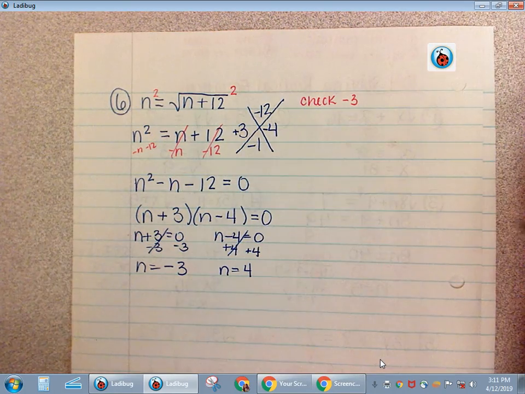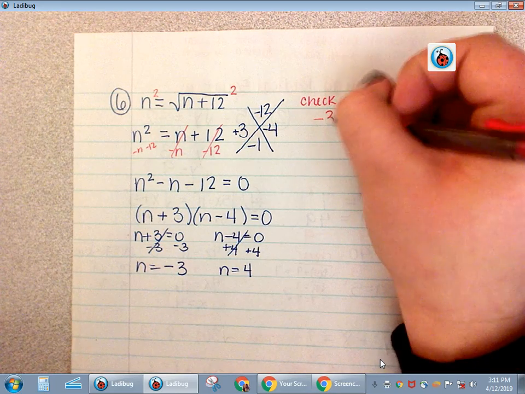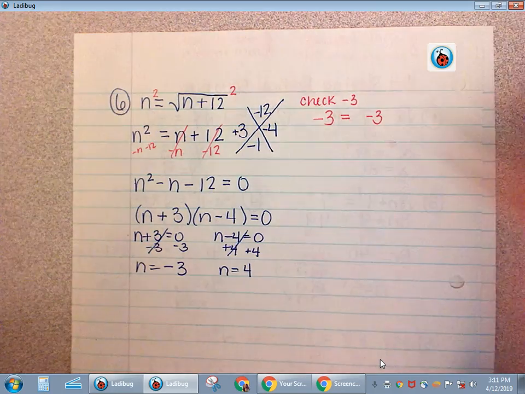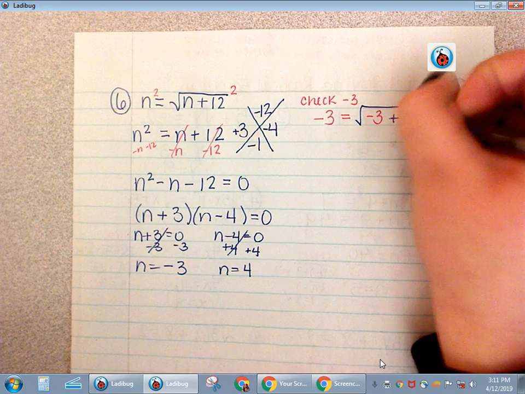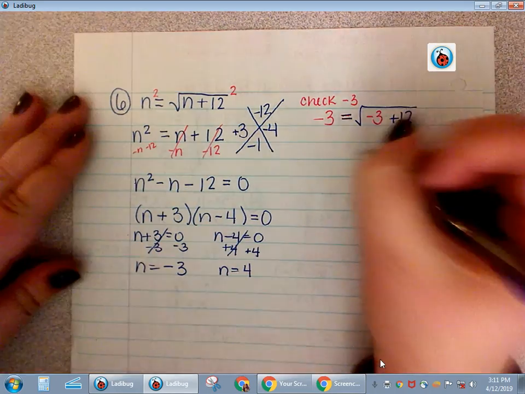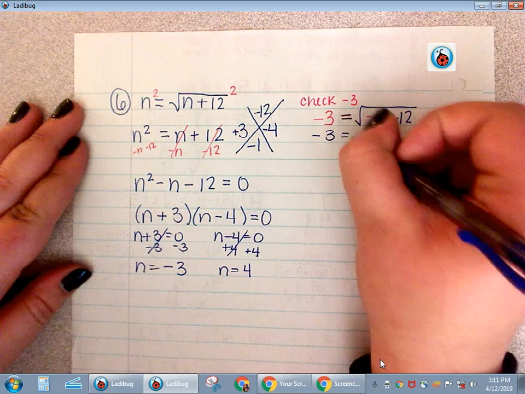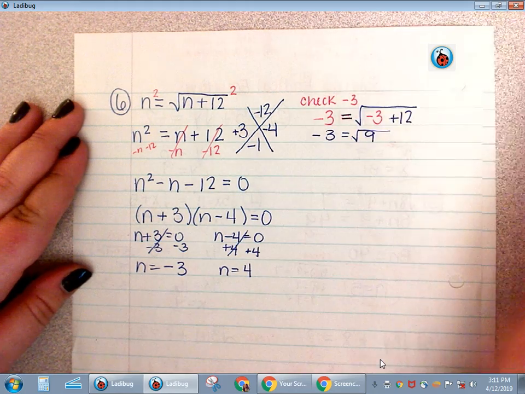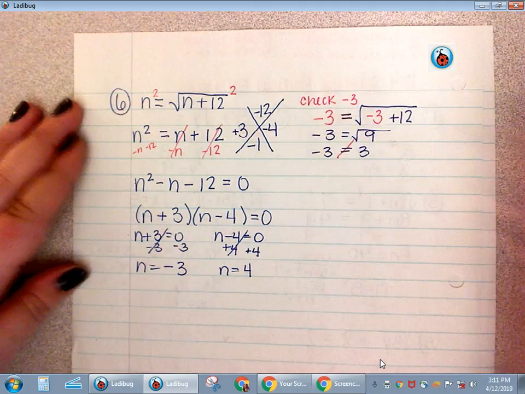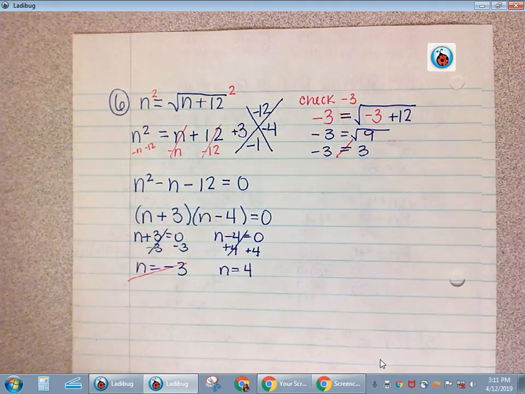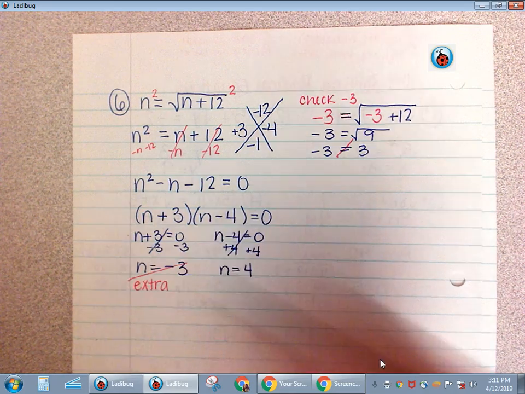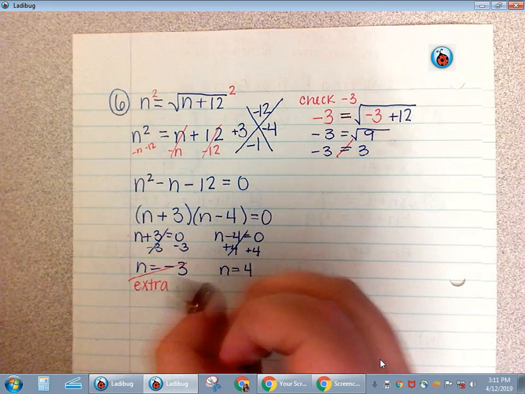So let's check negative 3 first. If I plug it into my original equation, n equals the square root of n plus 12. So plugging my negative 3 in, I've got negative 3 equals the square root of 9. Square root of 9 is 3. 3 does not equal negative 3. So that's out. That is extra. It's actually not called extra, it's called extraneous.